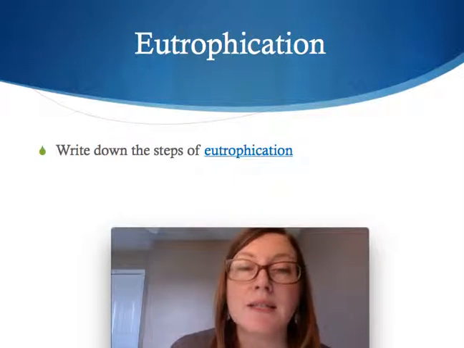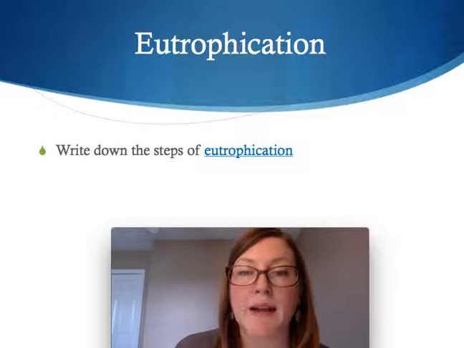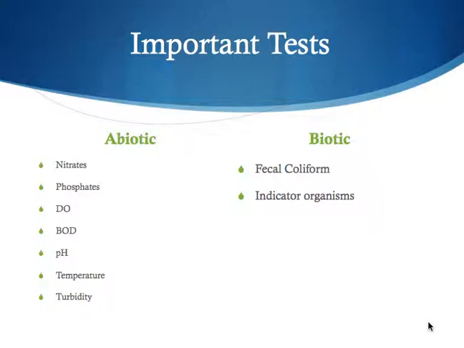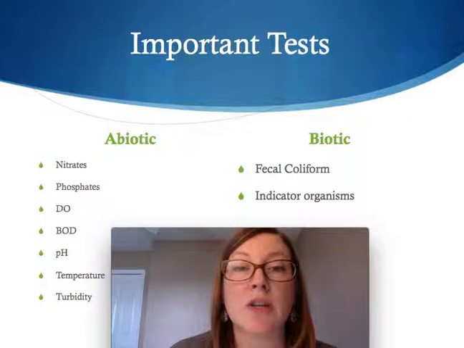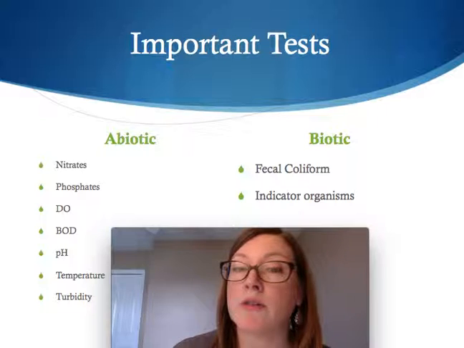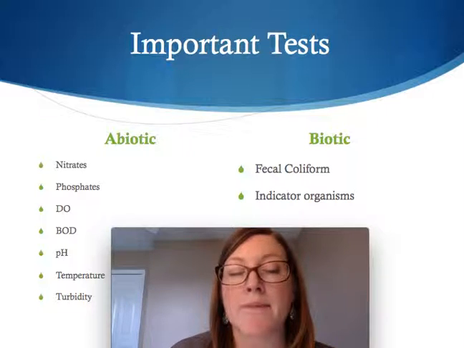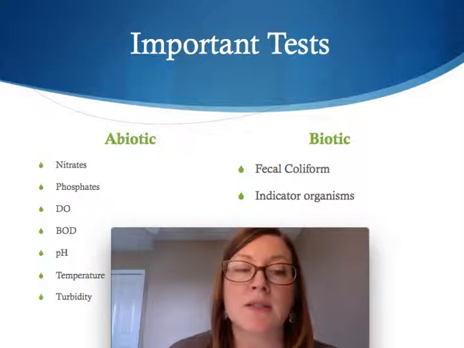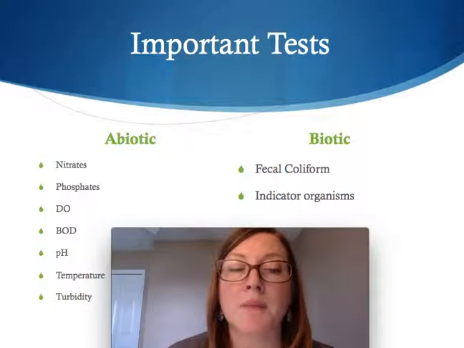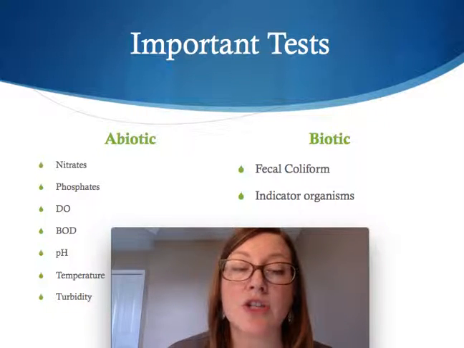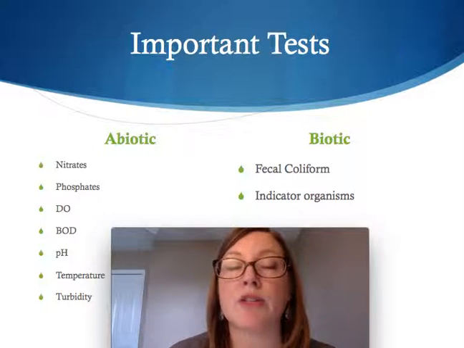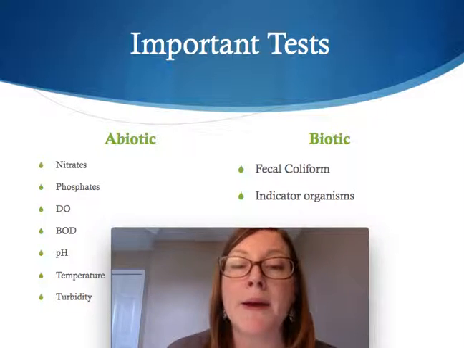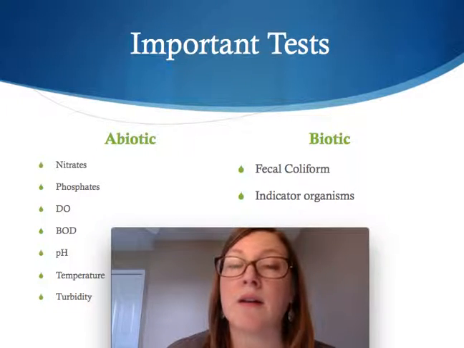Okay, let's take a minute to look at a couple of other important tests. So we have abiotic and biotic tests that we can do to determine the quality of a water source or a waterway. So nitrates, phosphates, dissolved oxygen, biochemical oxygen demand, pH, temperature, and turbidity. Those are all abiotic tests that give us some information about the quality of a waterway. And then we can look at biotic organisms as well.